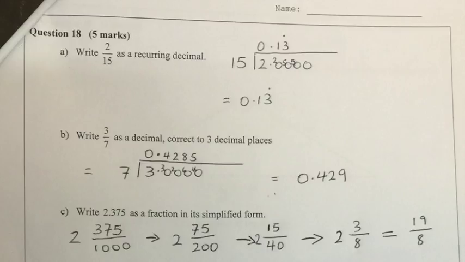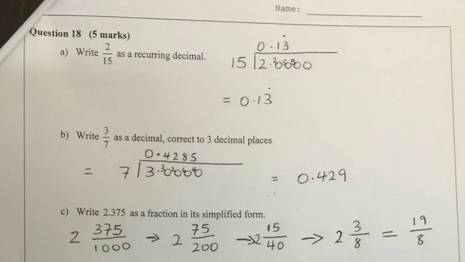How many times does 7 go into 40? Well, that is 5 times. Okay, so that means, well, it's 5 or above, so if we're taking 3 decimal places, we'll round up. So it's going to be 0.429, because we round up the 8 because the next number was a 5. Okay, write 2.375 as a fraction in its simplified form.